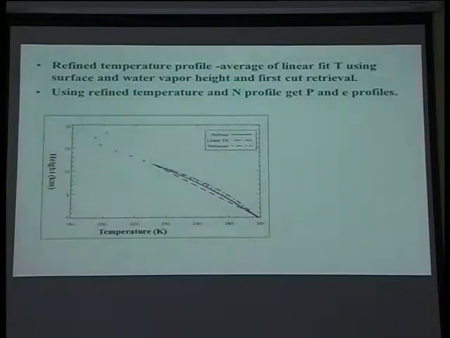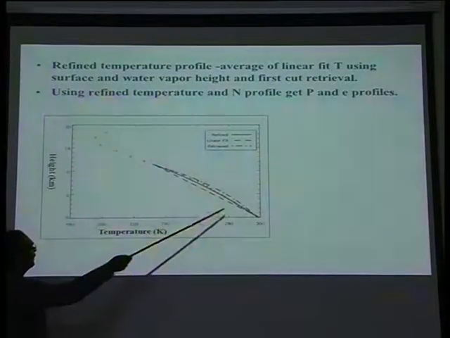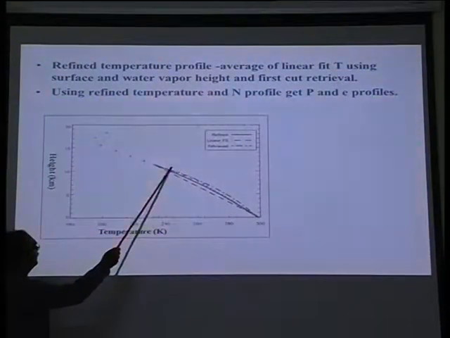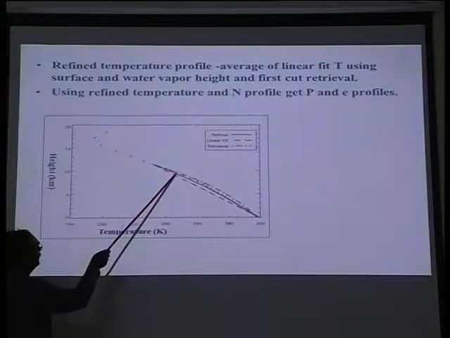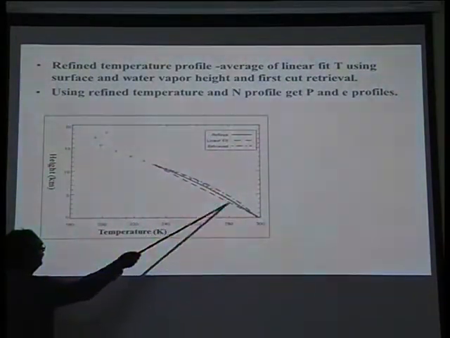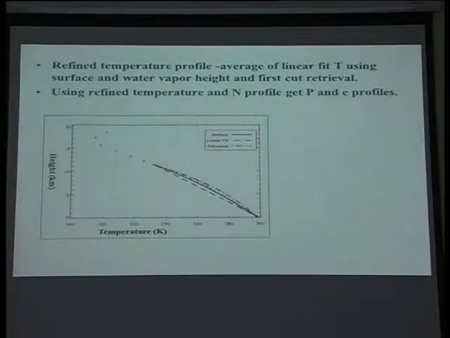So this particular is known as the first cut retrieval. The average of the linear fit using surface and water vapor point height and this first cut retrieval is what I call the refined temperature. So using the refined temperature and the refractivity profile, you get the pressure and water vapor profile. This is a typical example where these symbols denote actual temperature. This is the first cut retrieval and this is the linear fit, and the average of these two is the refined temperature, which is closer to actual temperature.